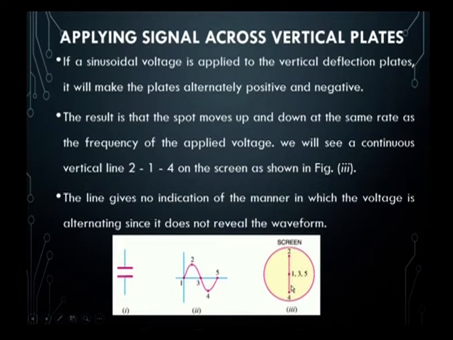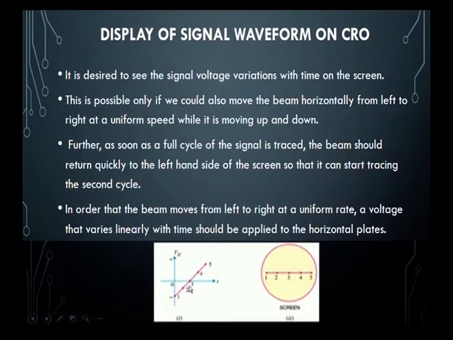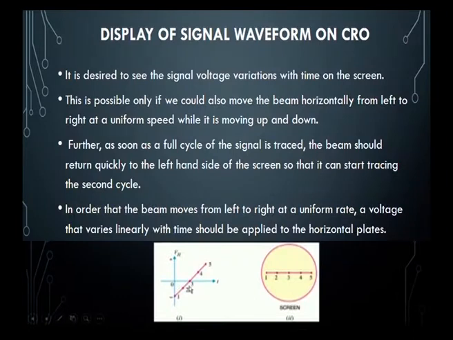Similarly, we also study how we make use of the horizontal deflection plates, because the behavior of a signal also depends on time variation. So, we need to move the signal along the horizontal plane also. For this reason we apply a sawtooth wave to the horizontal plate. If we apply a sawtooth wave to a horizontal plate, a horizontal line will appear on the screen. This will be clear by studying this figure.